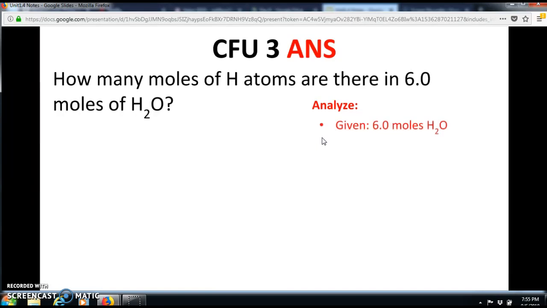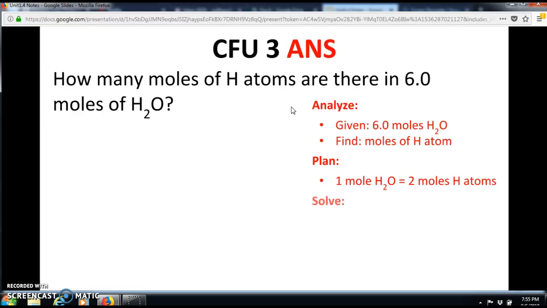Okay, so we're just going to do analyze, plan, solve. First, we're given 6 moles of H2O. We want to find moles of hydrogen atoms. So in this case, we know that the ratio is for 1 mole of H2O, there are 2 hydrogen atoms, 2 moles of hydrogen atoms. And to solve, we can use either method.